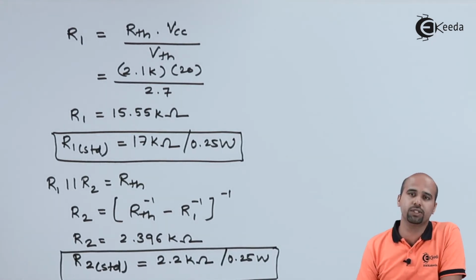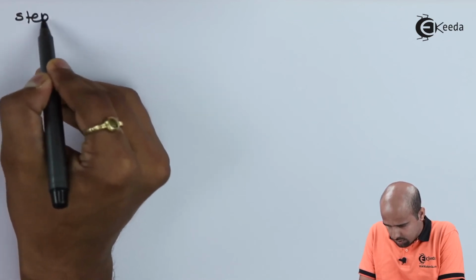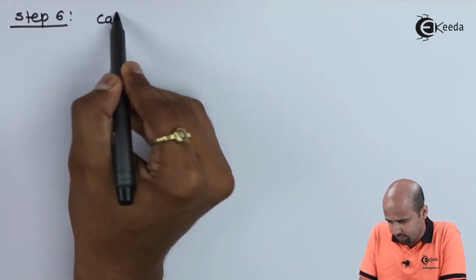So we have completed the calculation of all the resistances. Only the capacitance calculation is left. Step number 6 is the calculation of all the capacitances.